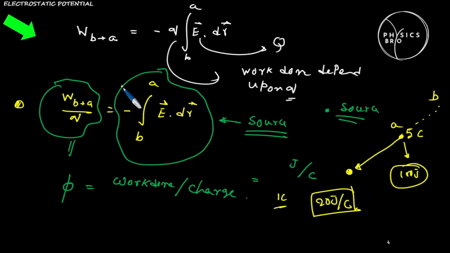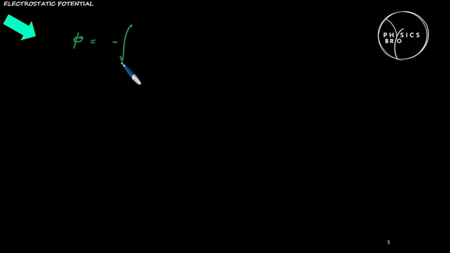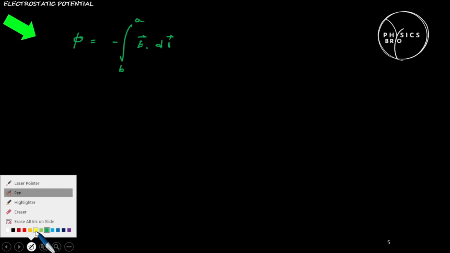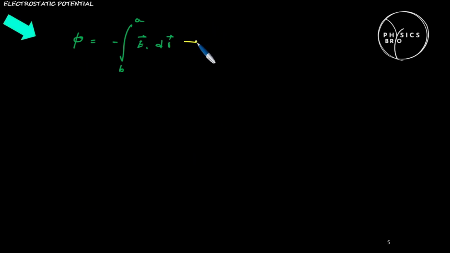So let's have the definition the book has provided us. Integration, minus B to A, E dot dr. So this is actually not potential. Okay, what? This is not potential? No, this is potential difference. Now there comes the potential difference. Why am I talking about this difference? Because the points are fixed. So this is B point and this is A point.